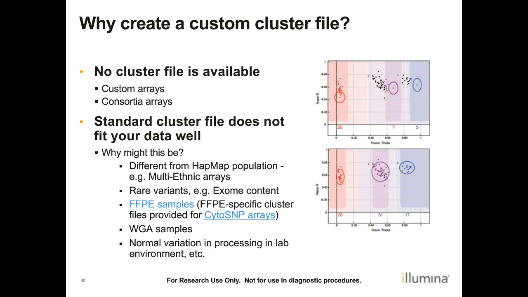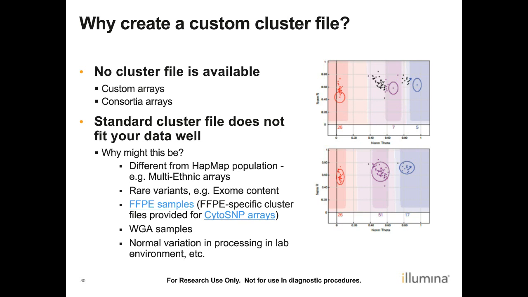We suggest that for FFPE samples you would need to do a custom cluster file and calculate the cluster positions based on FFPE-derived samples similar to what you're analyzing. Some people analyze whole genome amplified samples, which are, again, very different from standard isolated genomic DNA. So those clusterings would have to be analyzed separately and clustered differently.